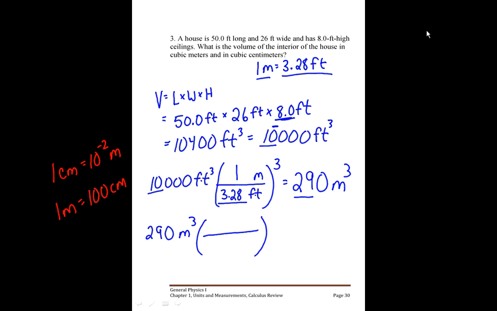290 cubic meters, and in 1 centimeter there are 10 to the minus 2 meters. And then we want to cube that. All right. So what we're doing here is we're basically multiplying this number 290 by 1, right? Because 1 centimeter is equal to 10 to the minus 2 meters. So if we divide the two, then they're effectively multiplying it by 1, but with different units. All right, so that gives us 2.9 times 10 to the 8.